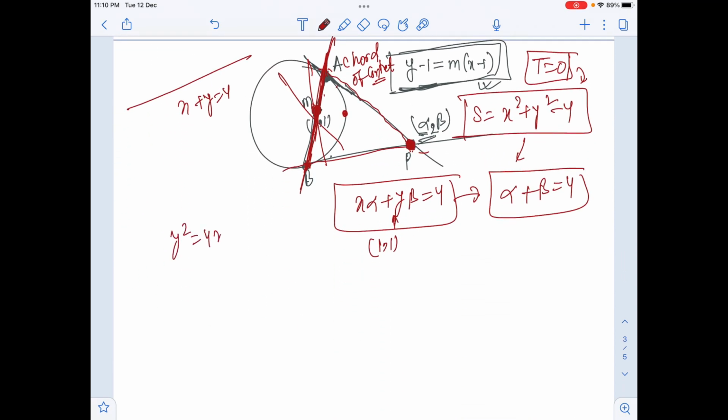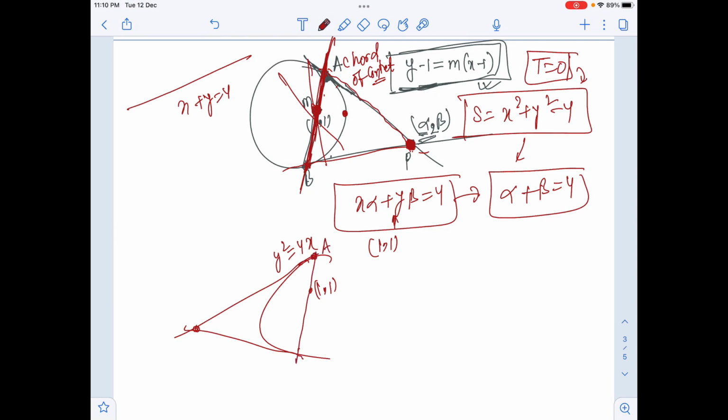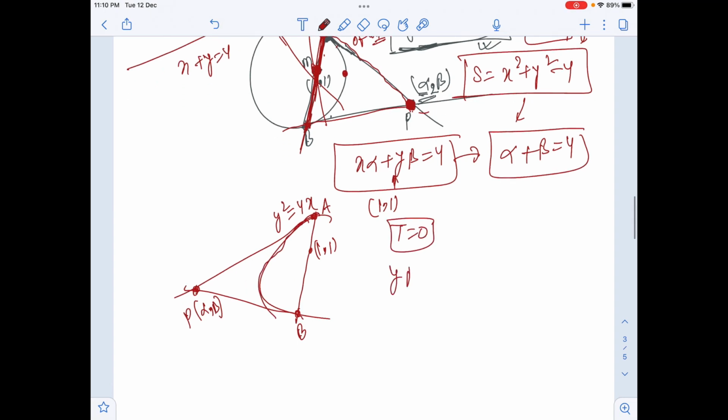Now similarly you can do the second question, y square equal to 4x. It's exactly the same, you just have to repeat it for this curve. For y square equal to 4x, again my point is (1, 1). If I take a chord passing through (1, 1), let's say it meets the parabola in A and B. If the point of intersection of tangents at A and B is P, then again T equal to 0 with respect to this parabola, what will it be?